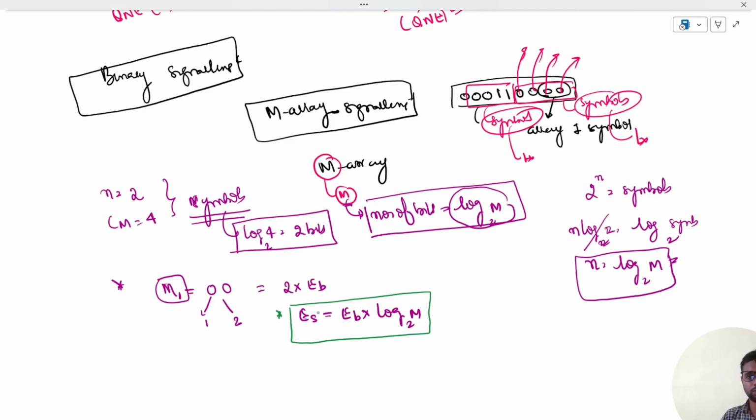What is a symbol? We have understood. A group of bits arranged in one array is known as a symbol, and these symbols are being transmitted. So the energy of the symbol is given by Eb times log base 2 M. What is d minimum?